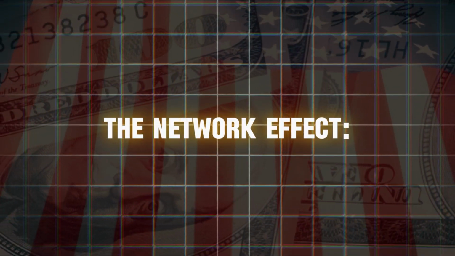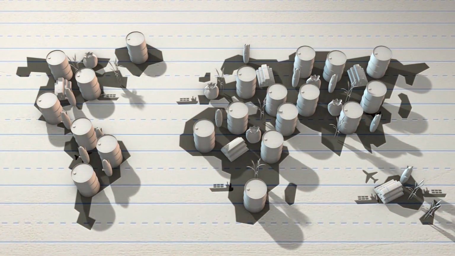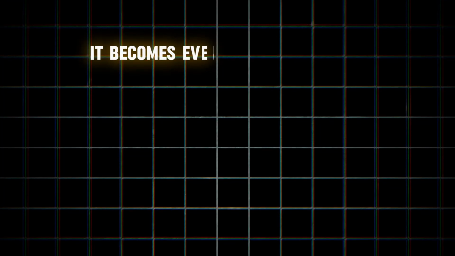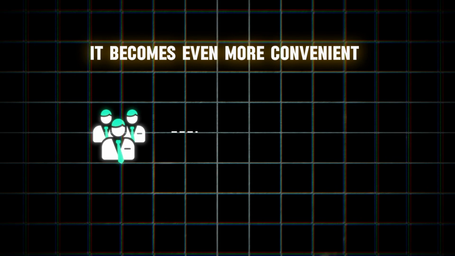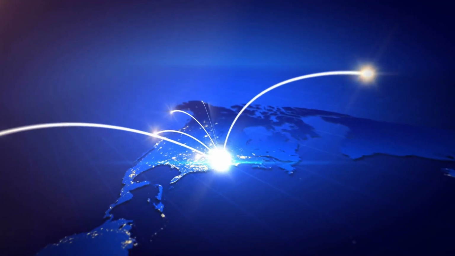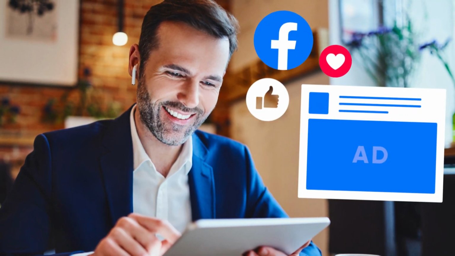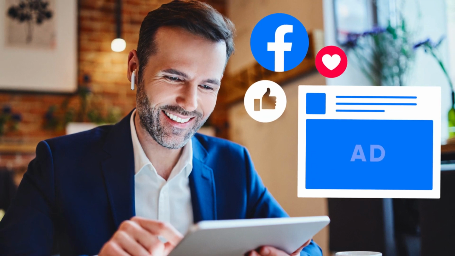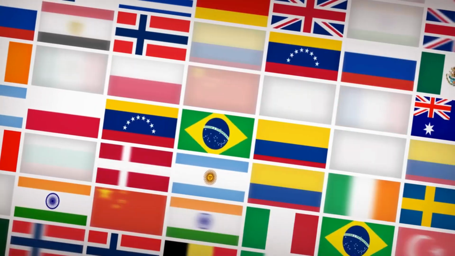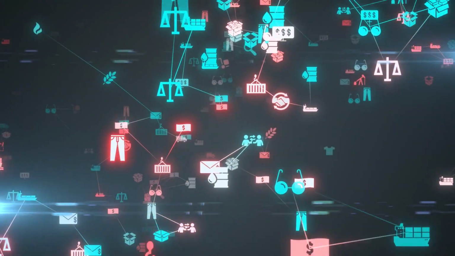The network effect. The dominance of the dollar breeds further dominance. Since most international trade is already conducted in dollars, it becomes even more convenient for new players to join the system using the same currency. It's like a social network. The more people who use Facebook, the more valuable it becomes for everyone else to join. As more and more countries use dollars for international transactions, it becomes the standard currency for global trade.